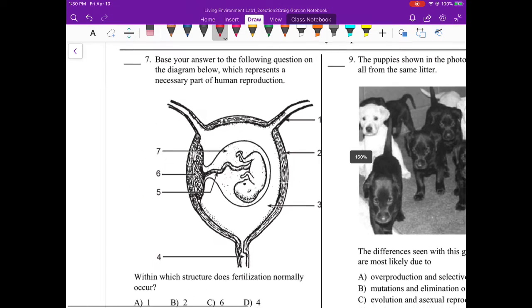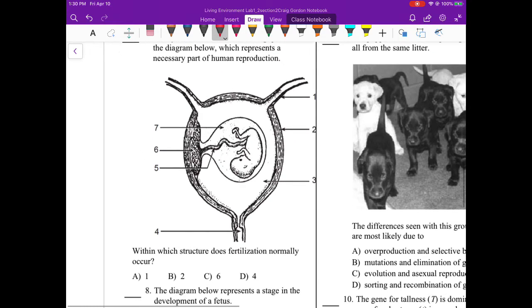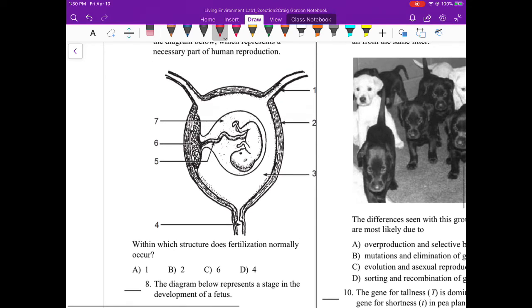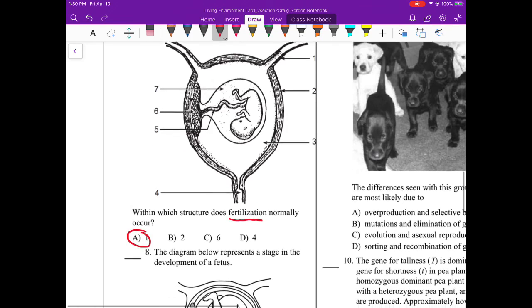Number 7, you have the fetus, and you should be able to label these things, like number 6 is the placenta, 5 is the umbilical cord, 7 is the amniotic sac. Where does fertilization occur? If you notice, I've asked this question a few times. It's going to be choice 1 over there, and that's the fallopian tube.